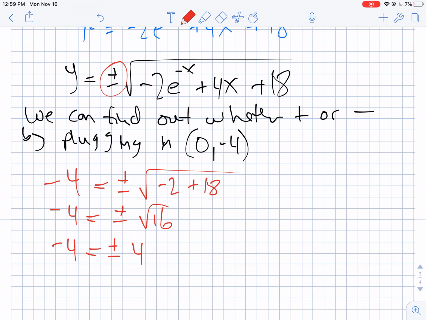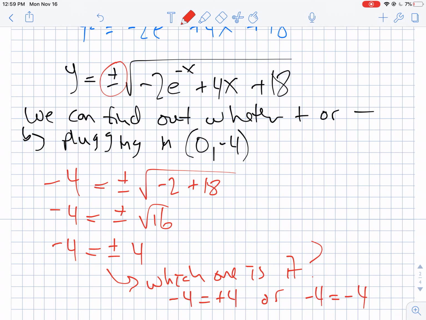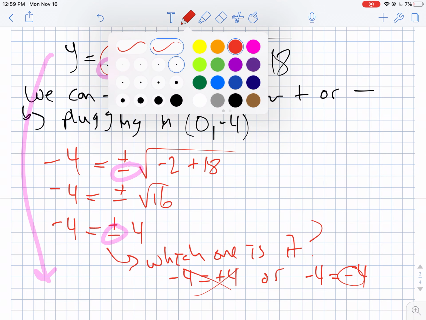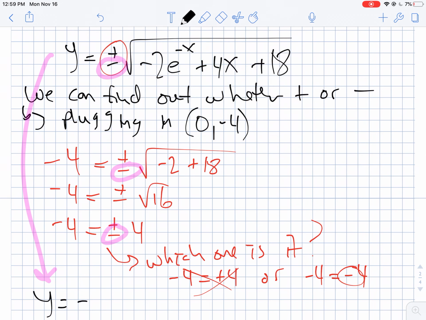Well, now you have to do the really hard step of figuring out which one it is. Does negative 4 equal positive 4? Or does negative 4 equal negative 4? Well, I'm assuming you have a brain, so you know that negative 4 is equal to negative 4. And what that means is we just want the negative. So the final equation is the same thing, it's just going to have a negative. So y would be negative the square root of negative 2e to the negative x plus 4x plus 18.